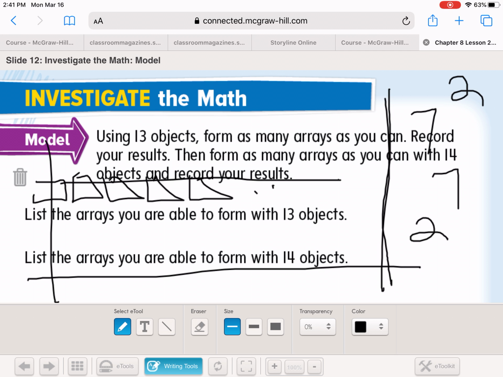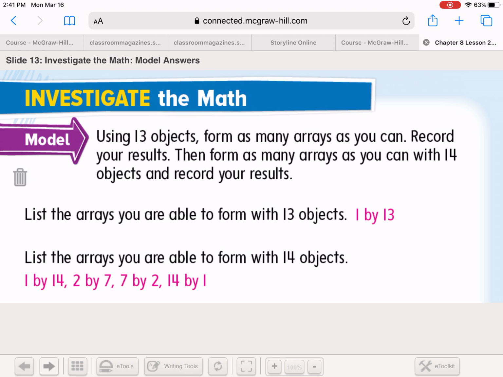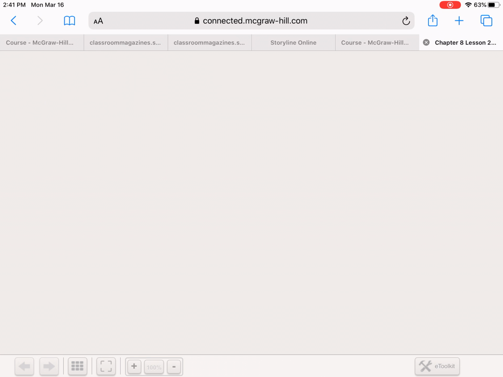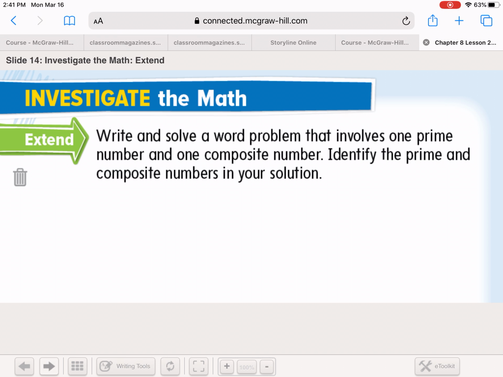So the reason I'm showing you that is because I want you to understand that 13 only gave you 2 different arrays, whereas 14 gave you 4 different arrays. And I think you'll remember we talked about this a lot when we did the picture thing, and we said what were different ways that you could arrange the pictures. So let's move on. Here it has 1 by 13 or 1 by 14, 2 by 7, 7 by 2, 14 by 1, which is kind of the same thing that I drew. All right, we're going to skip over this one.